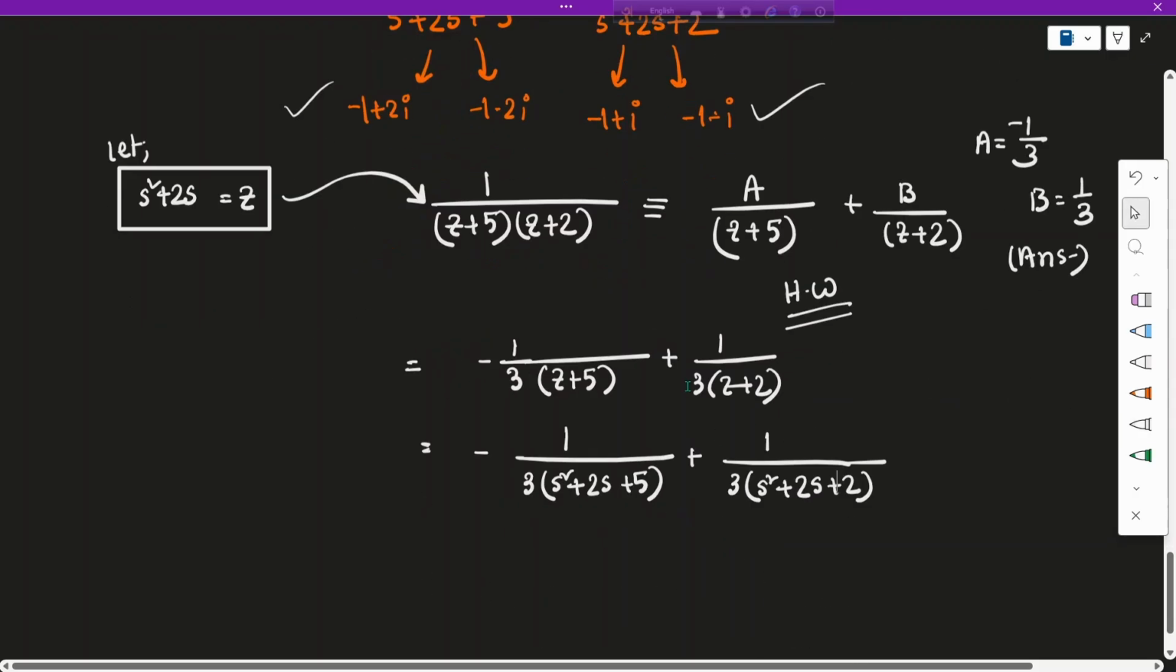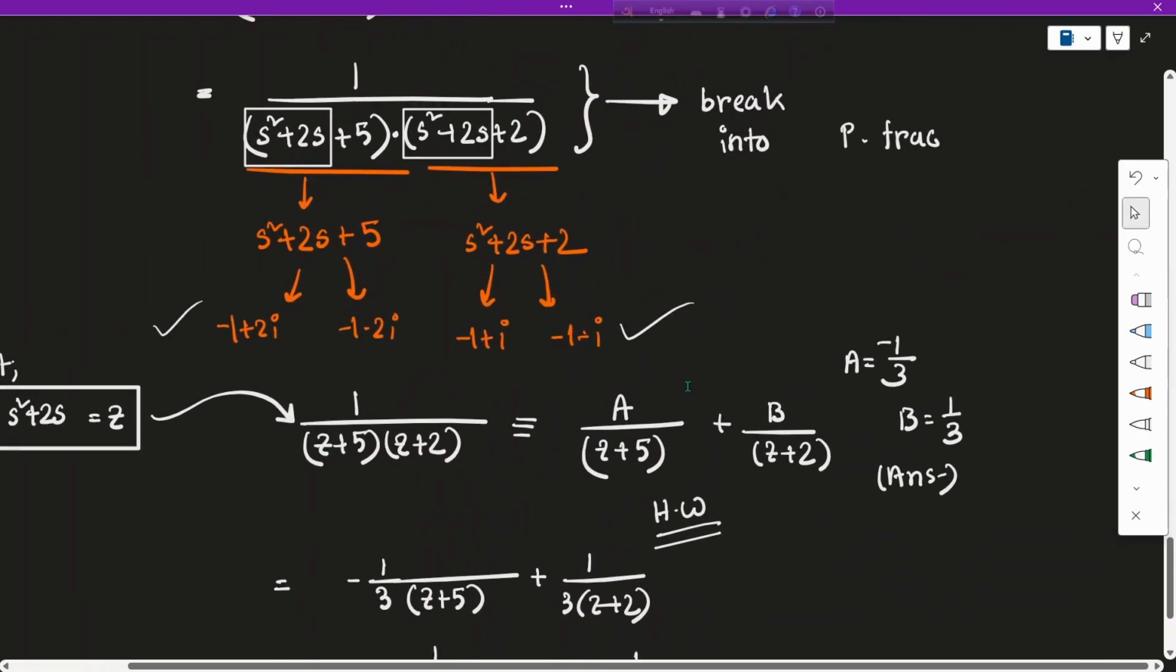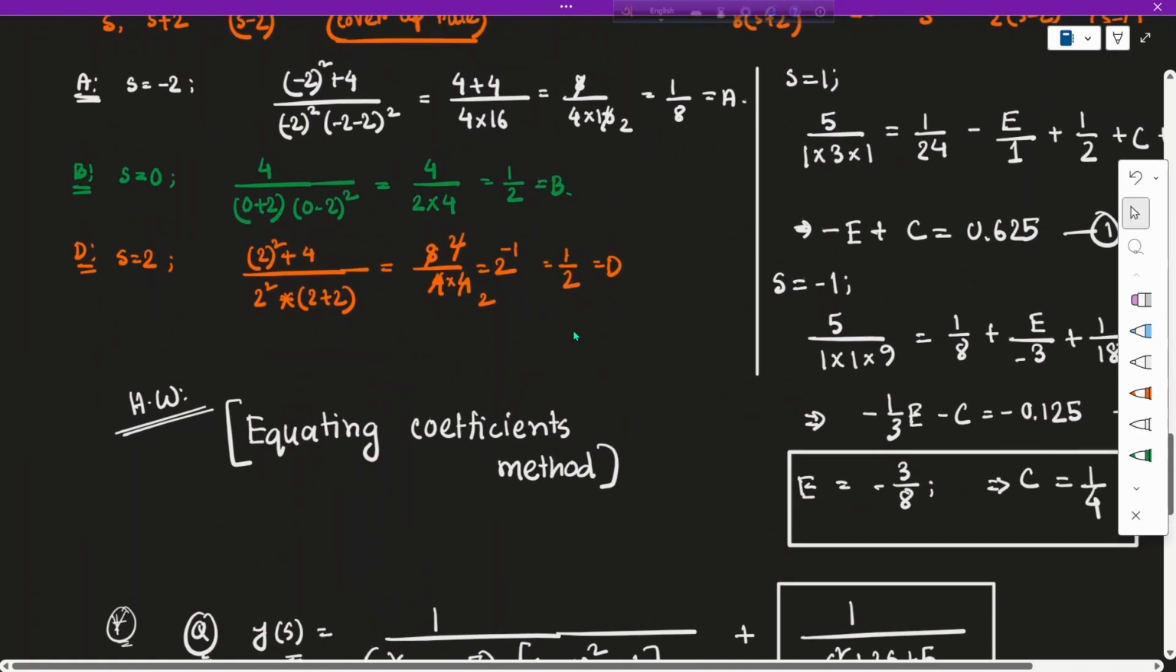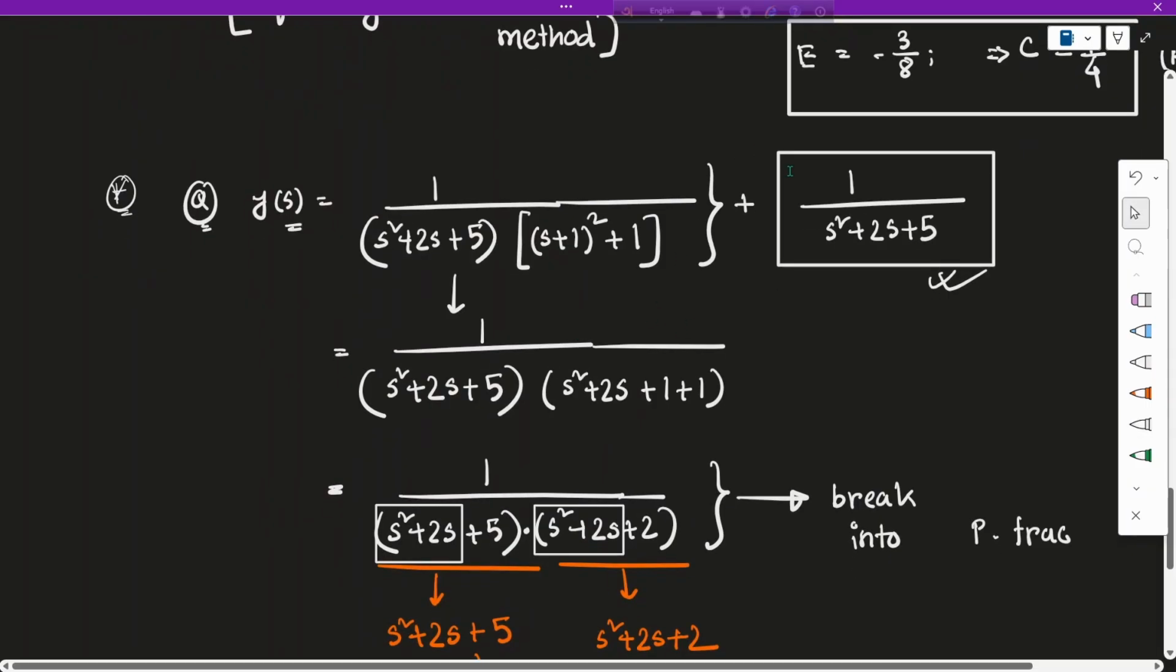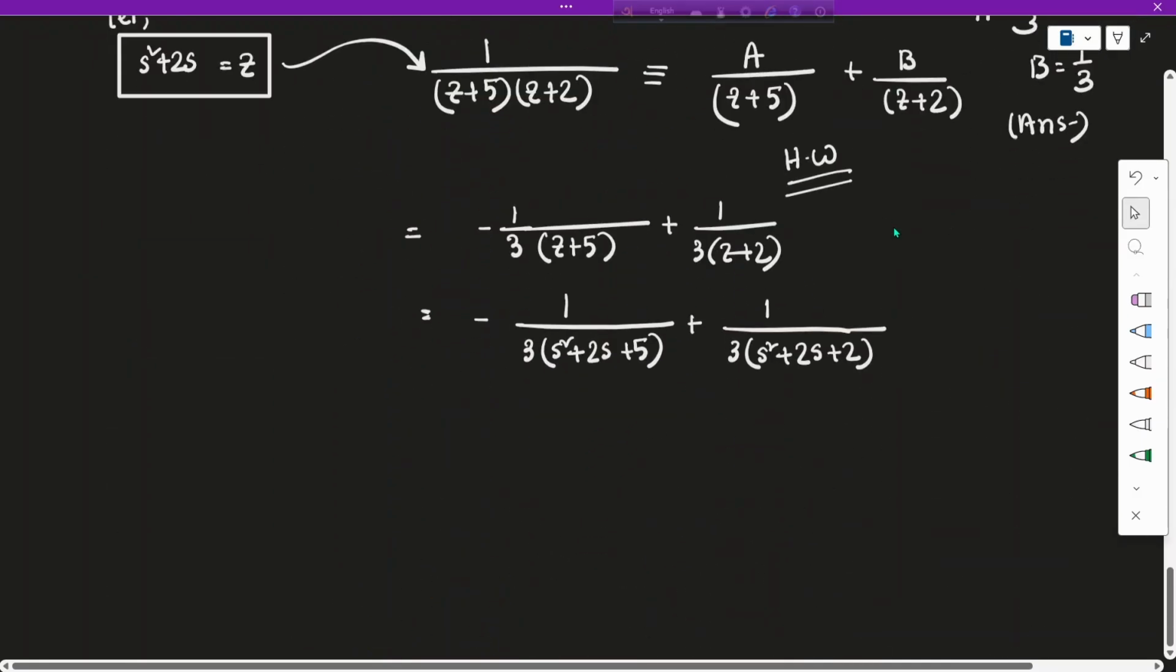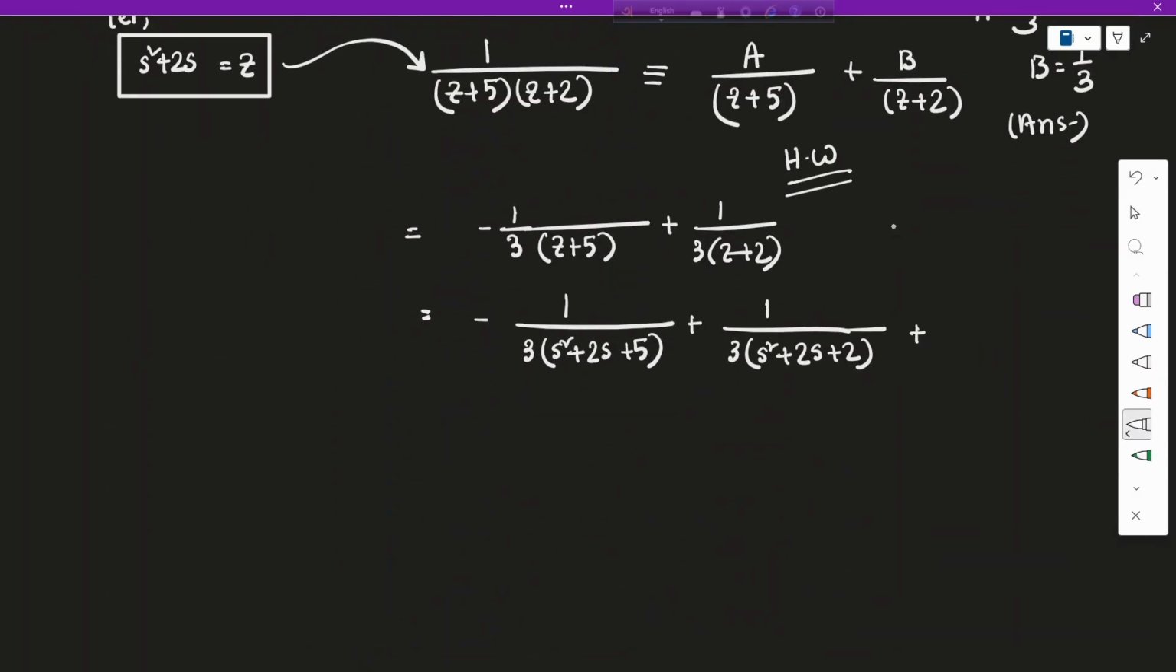And so the whole expression of Y(s), what would it become? The whole expression of Y(s) was this, right? So we have converted this part, so we just need to add 1 over s squared plus 2s plus 5 there. So this is going to be the whole Y(s).